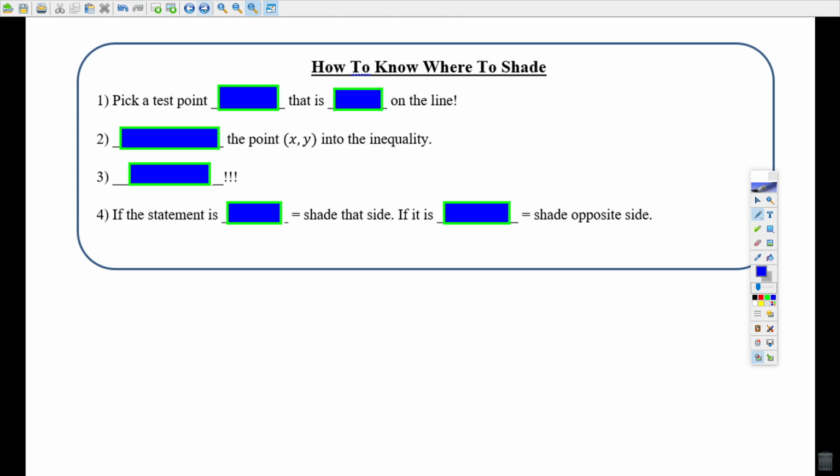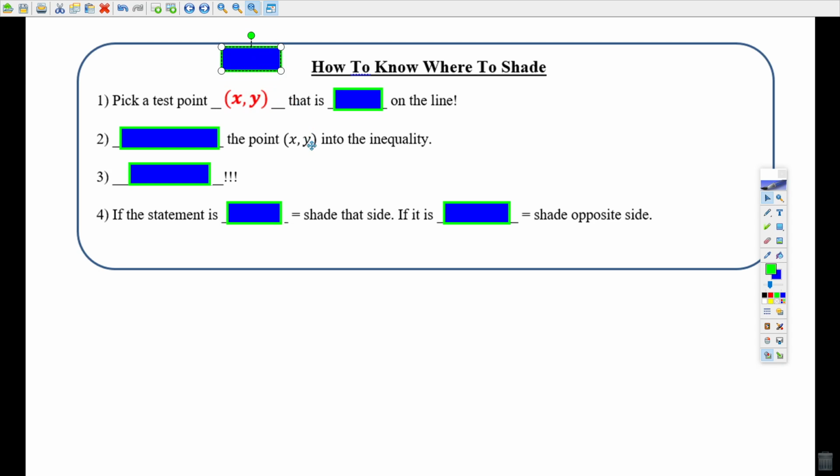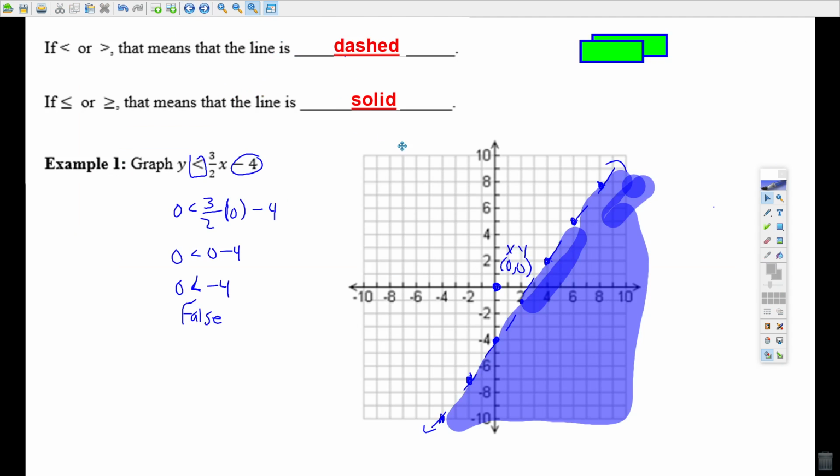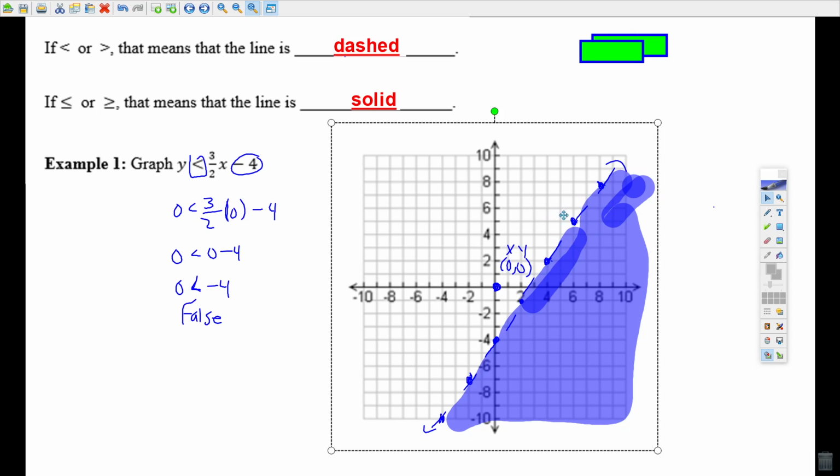So I'm going to skip ahead a little bit, and before we do example 2, we're going to go ahead and go through the steps of how do you know where to shade, in case you ever forget. So what I do, you pick a test point, any test point you want, as long as your point is not on the line. It wouldn't make sense to choose a point that's on the line, right? If you choose a point that's on the line here, we already know that it's not included, so it would turn out to probably be a false statement. You can pick either side, but it doesn't matter.